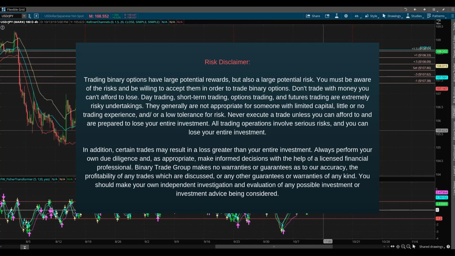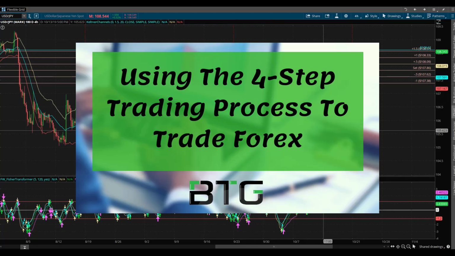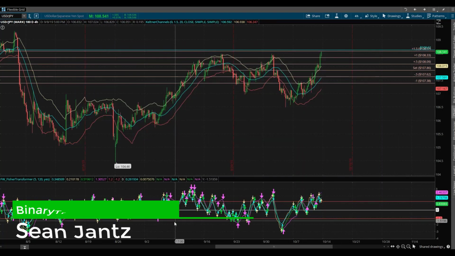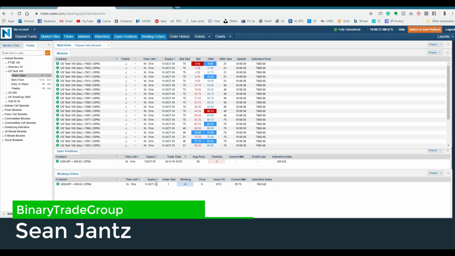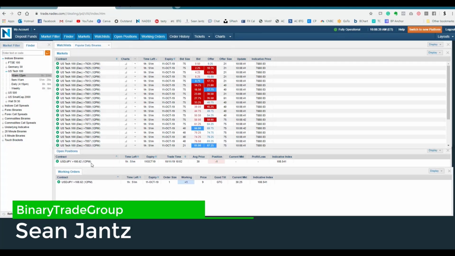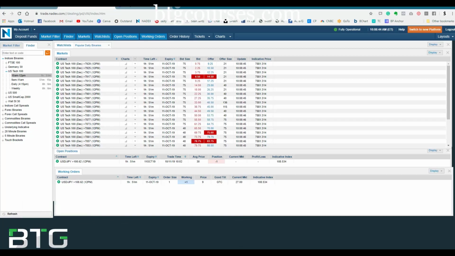Hey, Sean Jance here, and I am currently inside of a live in-the-money hourly binary trade on dollar yen. So I'm short the blue line, which is 108.62, and I can show you that trade. So you can see I'm short 108.62. I have a lot of time, an hour and 50 minutes. I have a TP order sitting there at 9.